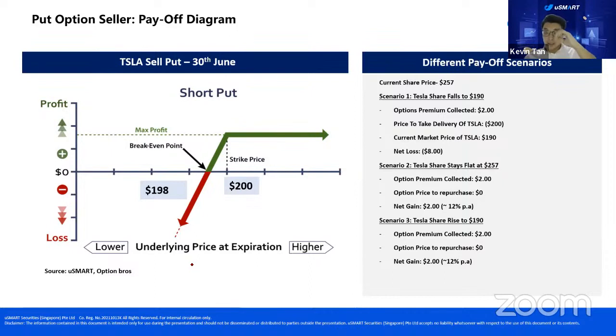Similarly, if Tesla rose beyond that, let's say to $300, you will get the option premium of $2, and your option will lose its full value. But you will get the opportunity to earn a $2 option premium, which also translates to a 12 percentage point yield.